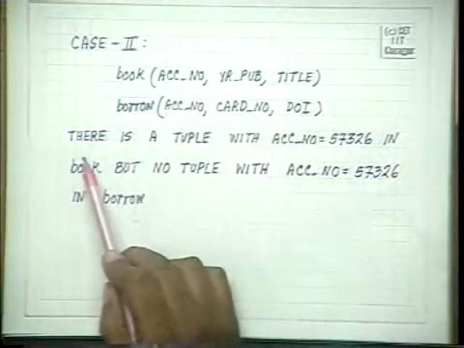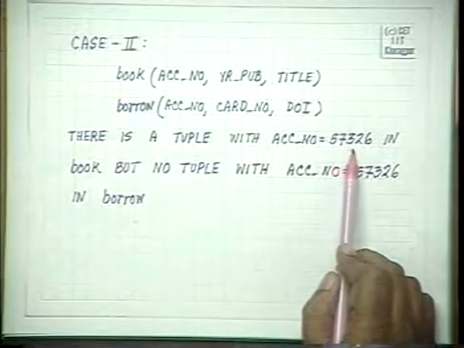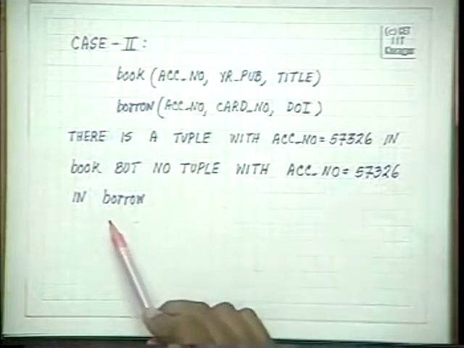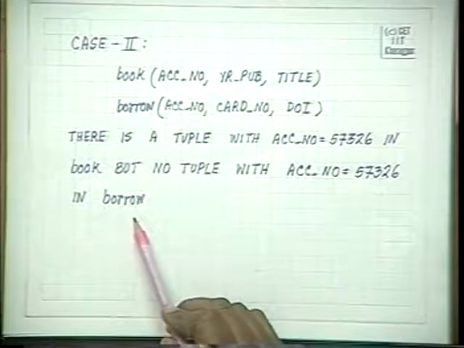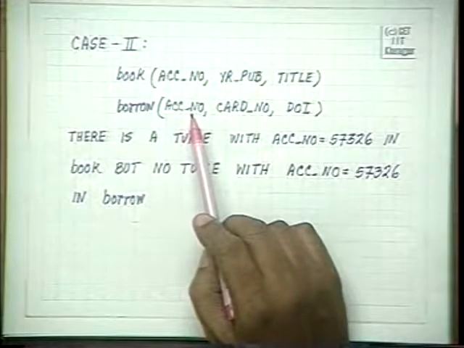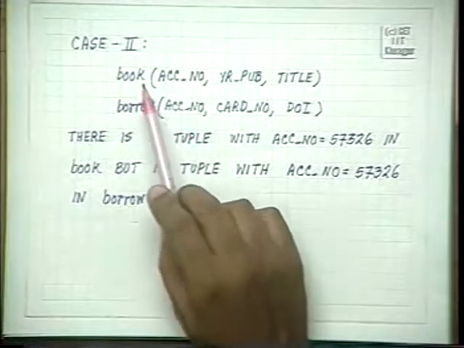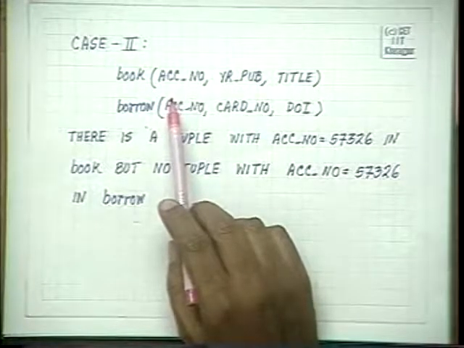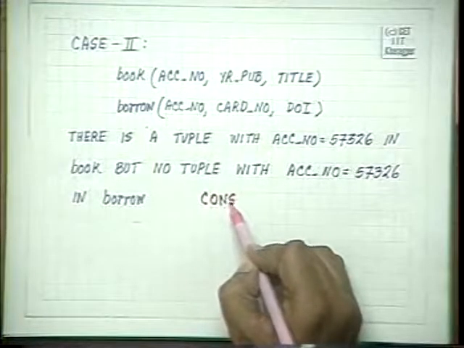Let us see the alternative situation. Case 2. Book accession number, there is a tuple with accession number 57326 in book, but no tuple with accession number 57326 in borrow. The question is, can this happen? This can definitely happen. This can happen because that book may not have been issued to anybody, that book may be in the library. So, two syntactically exact situations, one is inconsistent and the other is consistent.